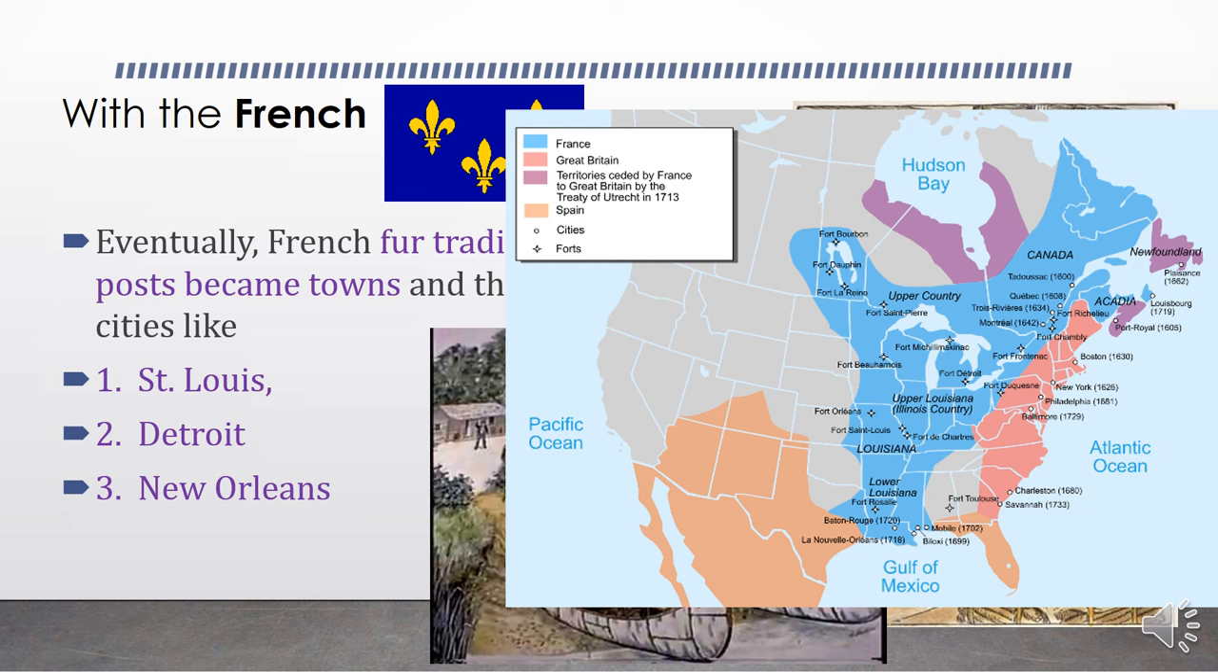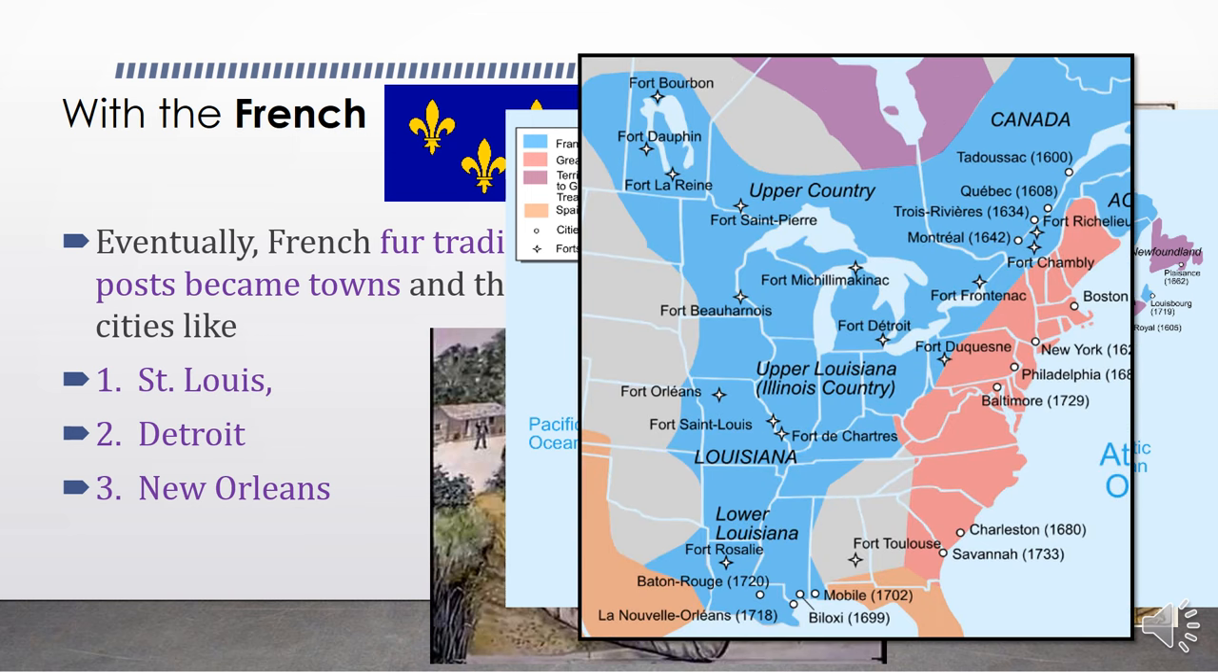On this map of North America, you can see the blue region is the French territory, the land that France had claimed for themselves. And if I go ahead and blow it up a little bit, you can see each of those stars represents a fort, a fur trading post.